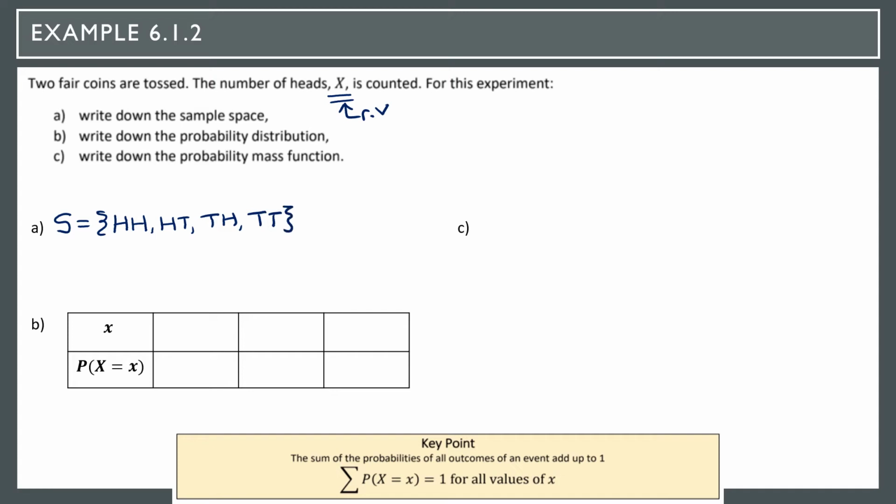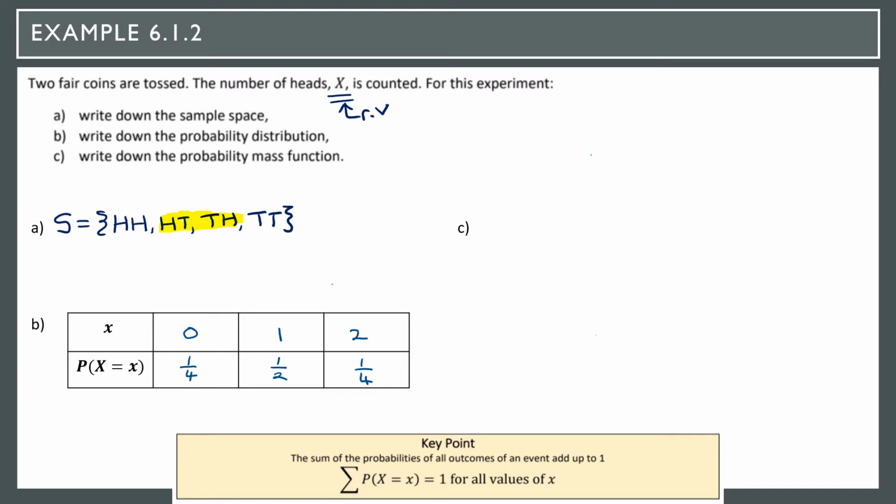And it's just important to highlight that we need both head-tail and tail-head. So although in both of these examples we are getting 1 head and 1 tail, when we're conducting the experiment we are achieving those in a different order, so both outcomes need to be listed in your sample space.